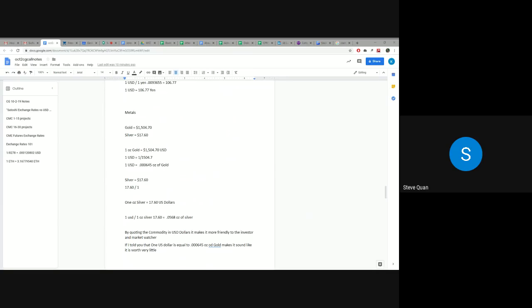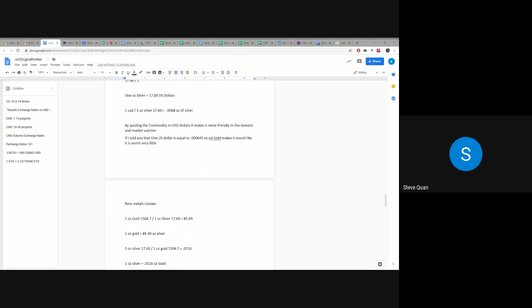Now we'll move to metals. Here's my area of expertise, and this would be the most obvious example. We say gold is $1,500 an ounce. Well, what does that really mean? It means you need $1,500 to buy 1 ounce of gold. So let's quote it like they would in a Bitcoin spread. $1 is 0.00064 ounces of gold. Well, that doesn't sound like a lot of gold.